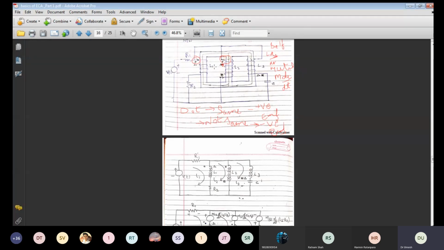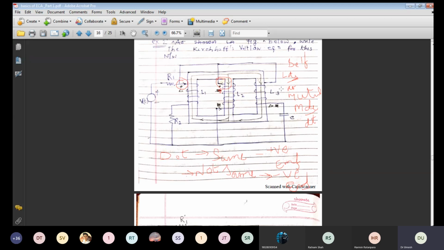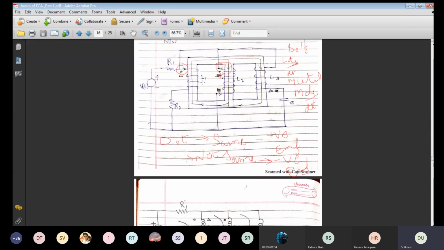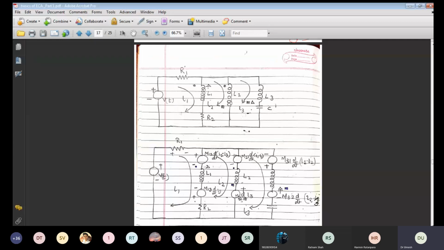So from this core, this actual winding diagram, I have converted into the wiring diagram of the circuit. That also you can put in this way also. This is given, and you have to write the equation also, right? So this is the most important point.